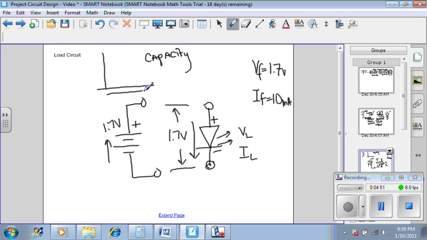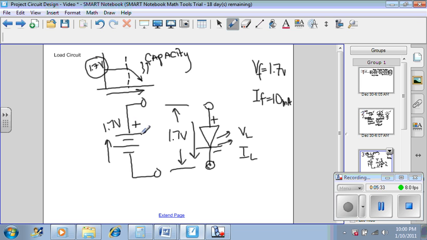As the current coming out of the power supply increases, it probably will give you a steady 1.7 volts. But as more and more current is being taken away from that power supply, eventually two things will happen. One, it will start to get hot, and number two, the voltage will begin to drop. But as long as we keep the current coming out of the power supply below its capacity, then we can expect it to maintain 1.7 volts.